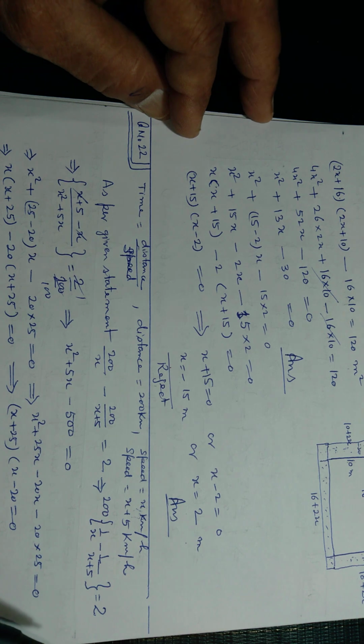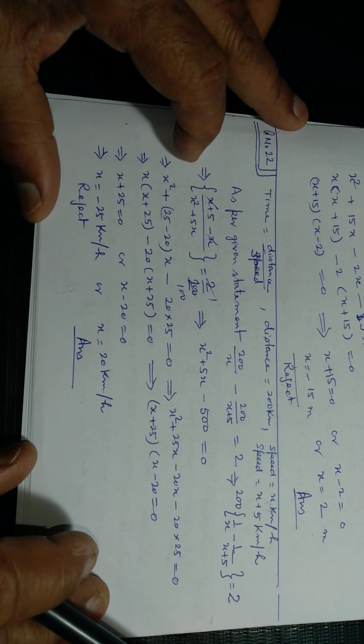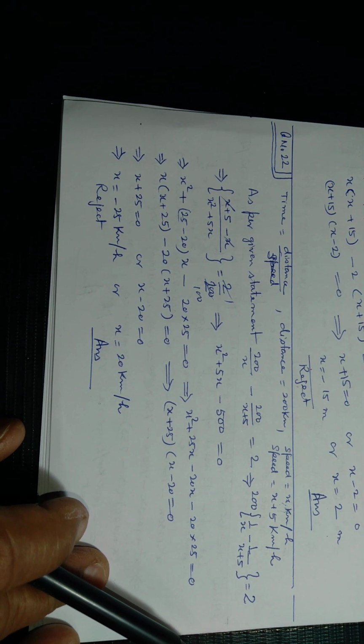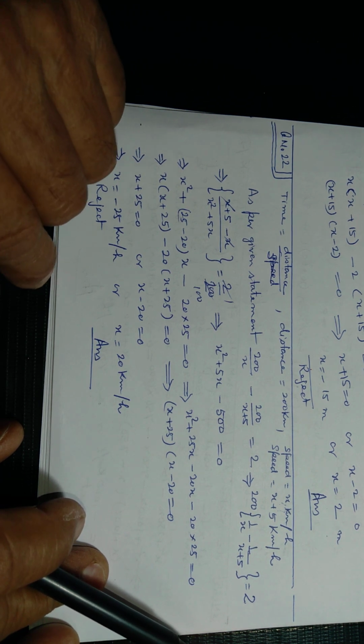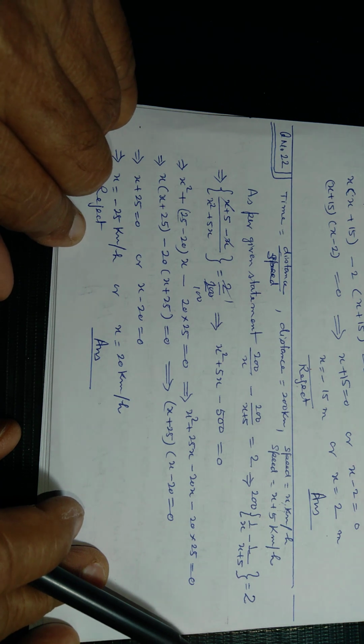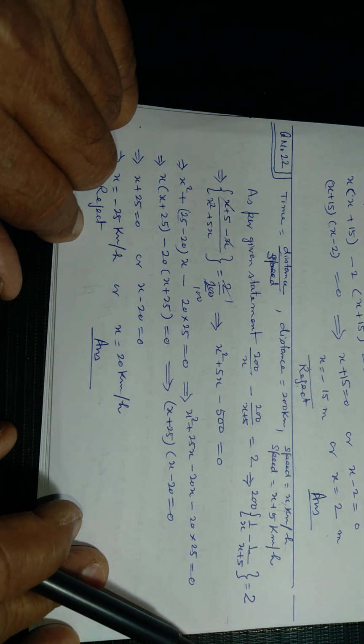Now question number 22. Question number 22 states that a man covers a distance of 200 kilometer traveling with a uniform speed of x kilometer per hour. The distance could have been covered in 2 hours less had the speed been x plus 5 kilometer per hour. Calculate the value of x.